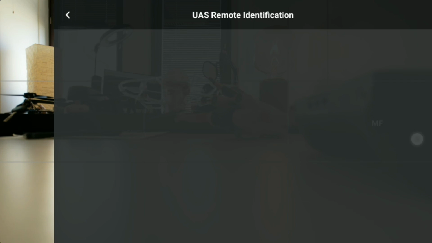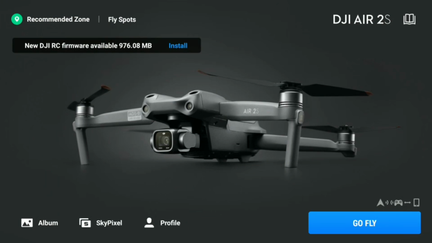Now, I thought I would try the DJI RC, and when I opened this up, it immediately asked me to update the RC, which I did, and then I could see the remote ID, and you can see that here. So a lot of people have been asking, so if you cannot see it, make sure that you update your RC as well as the aircraft itself, because that is very important, otherwise you will not see any remote ID.